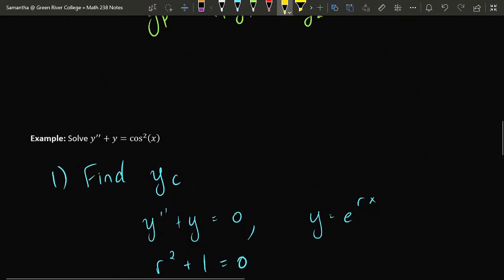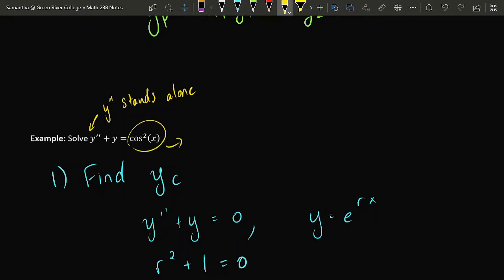So I'm going to check, first of all, to make sure that my differential equation is written in the right format. Y double prime stands alone. And since that is in fact true, the function f of x on the far right side is the one that we need for our formula.